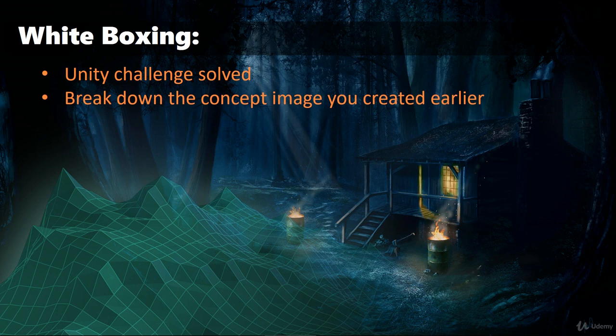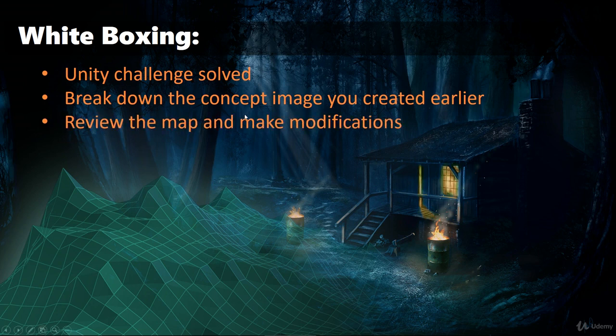Then we're going to break down the concept image you created earlier to identify all the models we're going to create and all the assets we need and all the elements we need to make the scene basically. We're going to review the map and make any modifications we want to at this stage. It's always good to go back and have a look at what you created earlier, because you can usually identify problems with it or things that you want to update or change with a fresh eye. So we're going to do that.